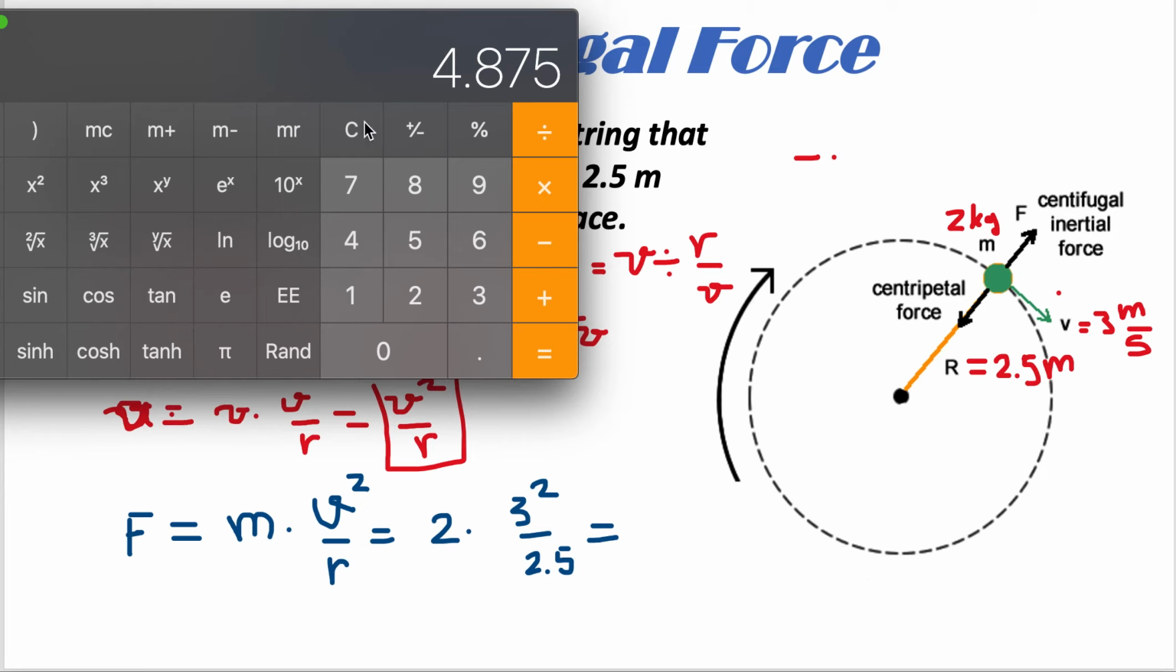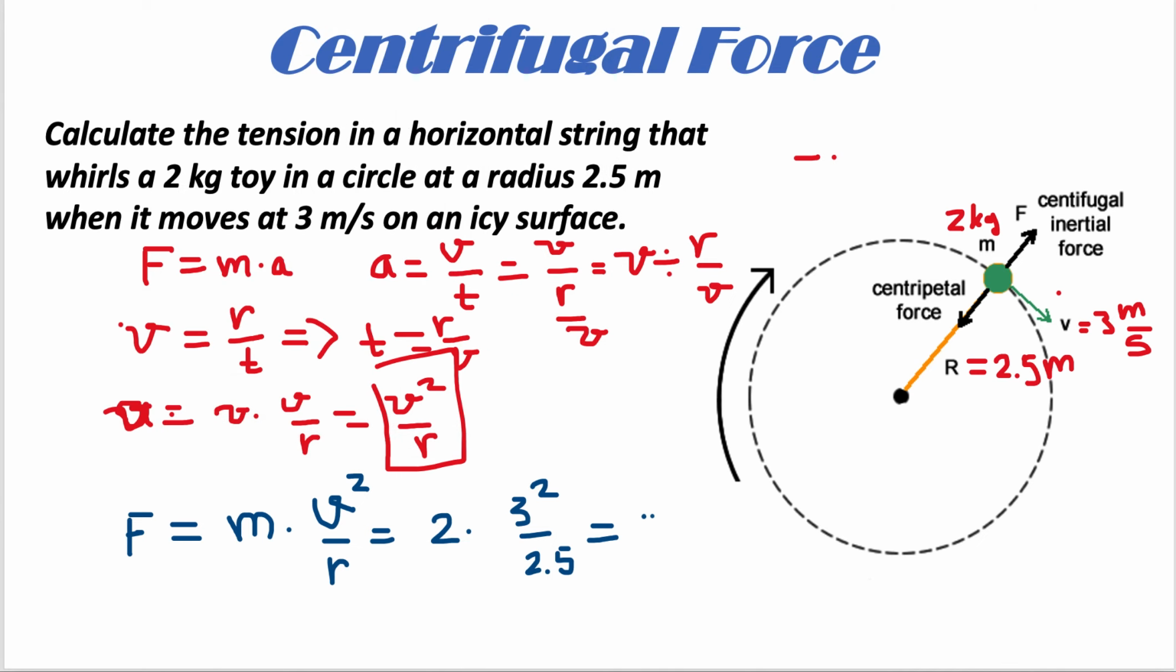And now if we are writing those numbers here, we have 3 squared is 9 times 2 is equal to 18, and I divide by 2.5. And everything is 7.2. So the force is 7.2 Newton. So what does it mean? The tension in the horizontal string is going to be 7.2 Newton. So this force, the centrifugal force in other words, is 7.2 Newton.